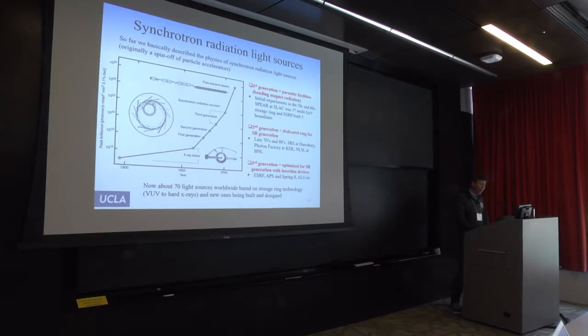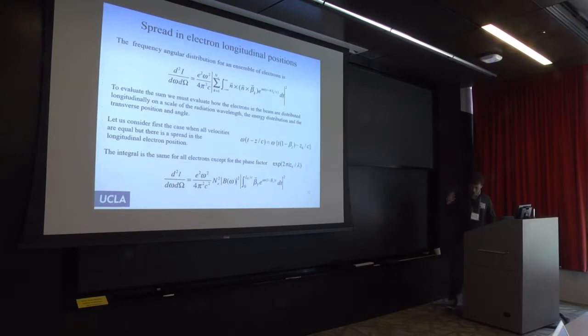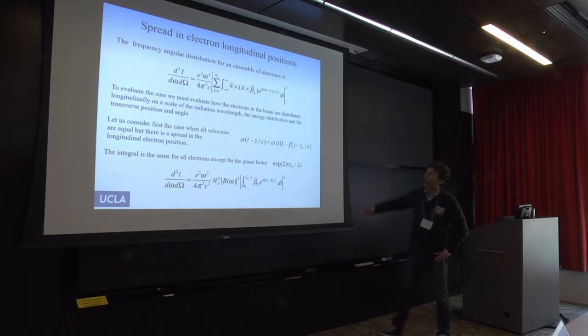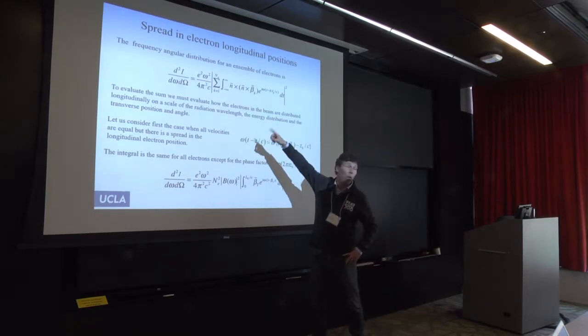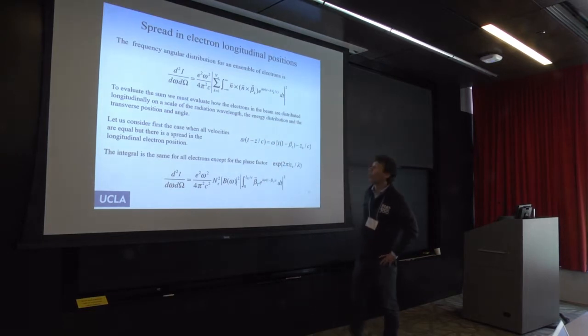Let's make the next step and analyze what happens when you don't have only one particle going through the undulator, but you have multiple particles going through the undulator. So you can go back to calculate the frequency angular distribution for an ensemble of electrons. And you would have to do this integral where you sum up over all the different electrons, all the different contributions.